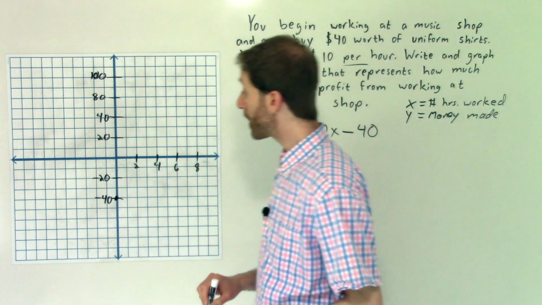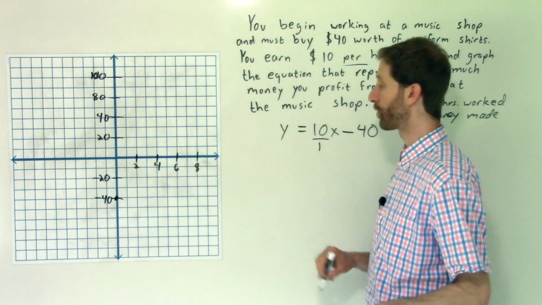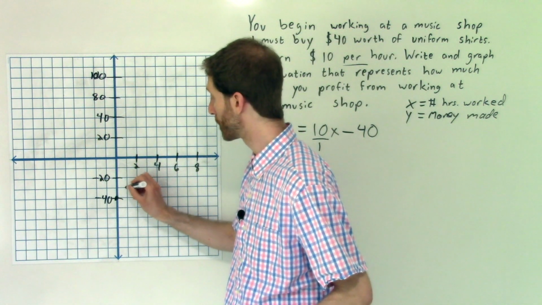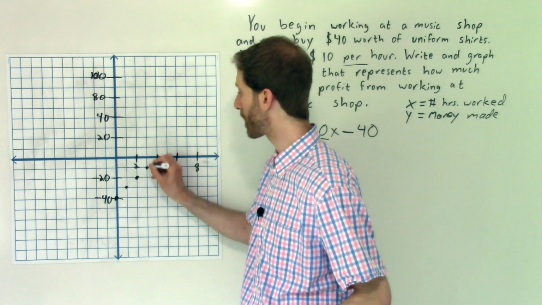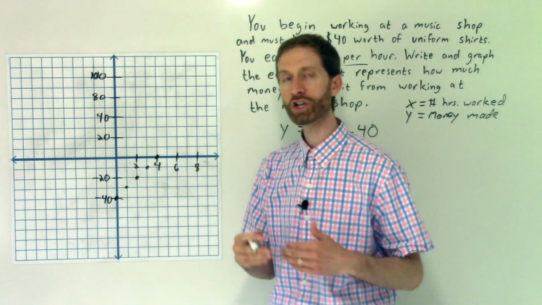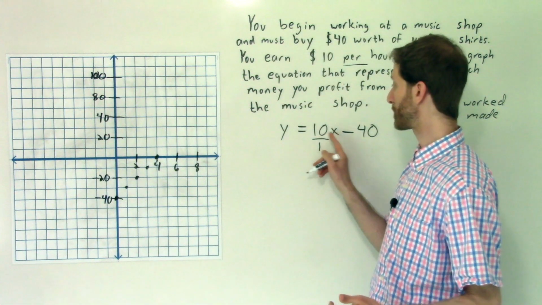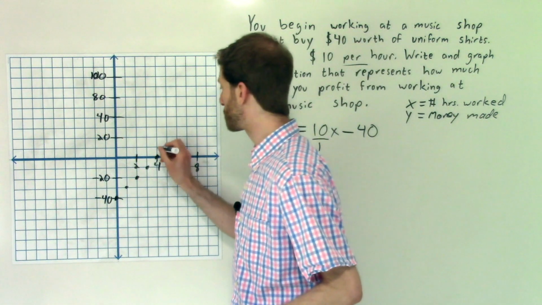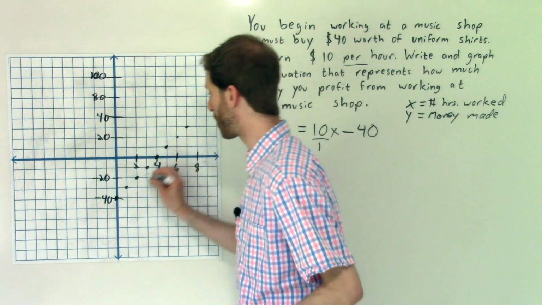Bam! Then we're going to slope it up, where we go up 10 and over 1, or increase $10 for every 1 hour worked. $10, another hour worked. $10, another hour worked, up 10 over 1. And after 4 hours, we've just broken even, which makes sense because 4 hours times 10 is 40 bucks. That's paid for the shirts. Then up 10 over 1, up 10 over 1, up 10 over 1, and so on and so forth.